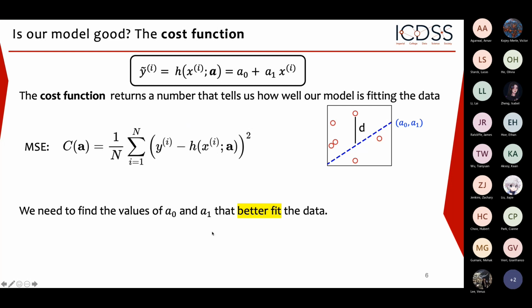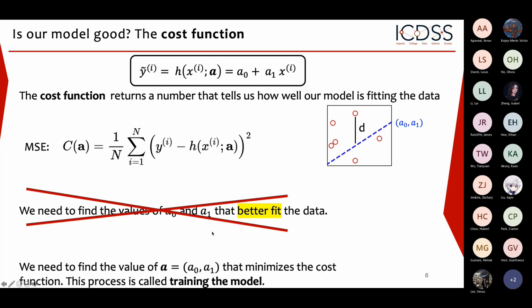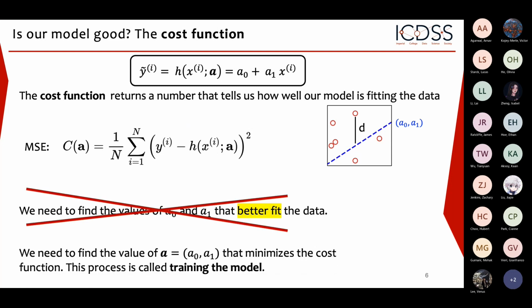And we said that we want to find the values of a0 and a1 that better fit the data. Now we can be more precise and say that we want to find the values of a0 and a1 that minimize the cost function. Okay, so this process is called training the model. So we want basically to adjust a0 and a1 inside this formula so that C is as small as possible.